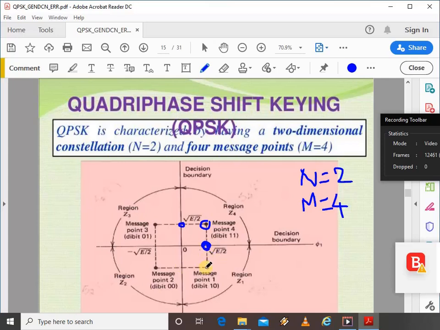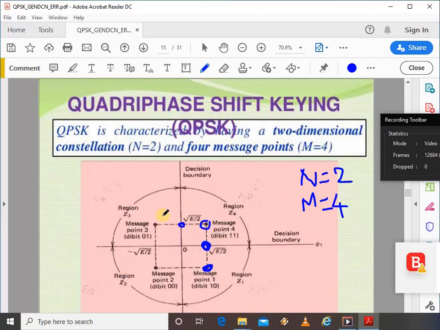Okay, so plus square root of E by 2 and minus square root of E by 2. The combination of these two is nothing but dibit 10. This is how we have represented the 4 message points in the signal space diagram. Basically, these 4 message points are placed 90 degrees apart.